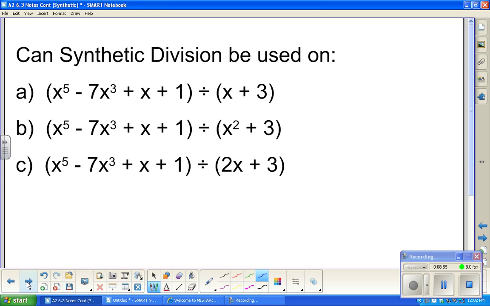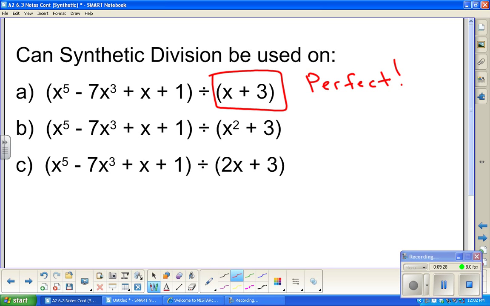Definitely A looks good, doesn't it? So A is the perfect situation for synthetic division. This is great. We're dividing by a binomial. It's linear because there are no exponents. The coefficient is 1 on the x. So this is perfect for synthetic. This is what we want. That's the best case scenario.